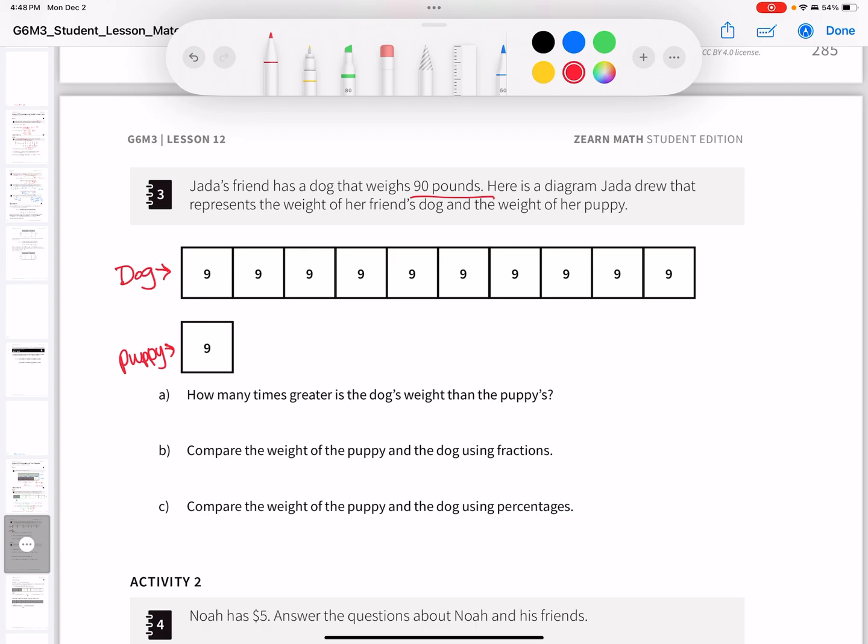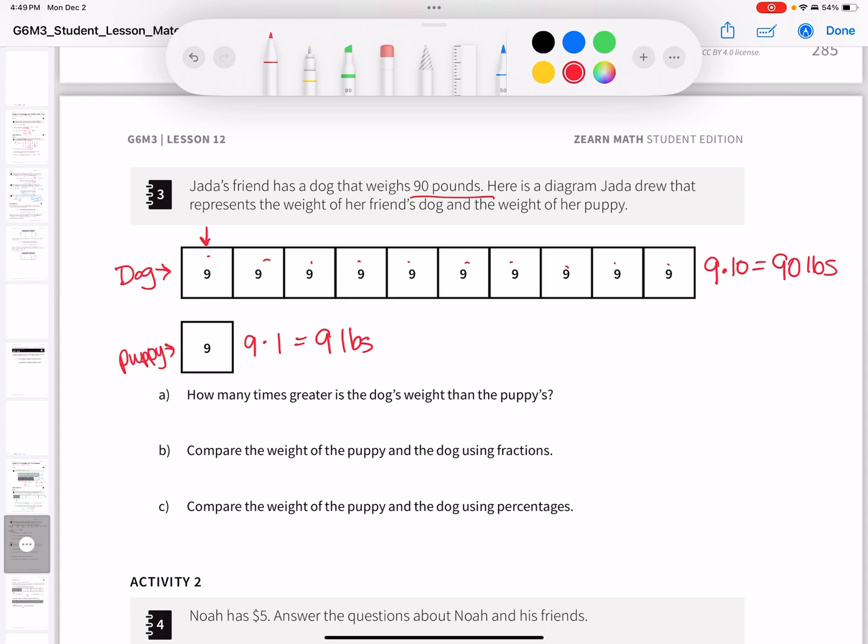Well, we have how many boxes here for the dog? We have 1, 2, 3, 4, 5, 6, 7, 8, 9, 10. So that's like doing 9 in each box times the number of boxes we have, which is 10, which is 90. And the dog is 90 pounds. For Jada's, it's like doing the weight of the puppy times one box, because that's all we have, to get 9 pounds.